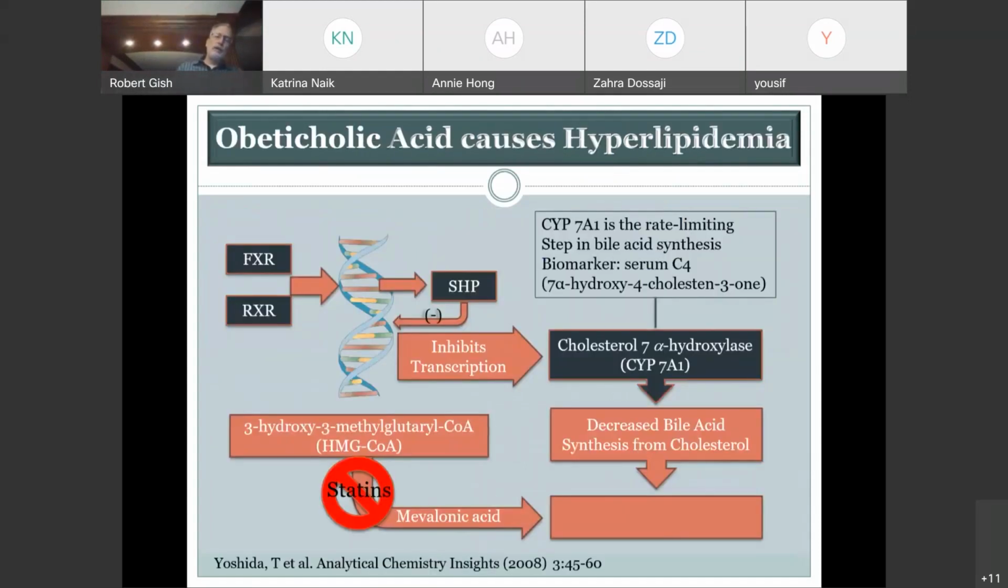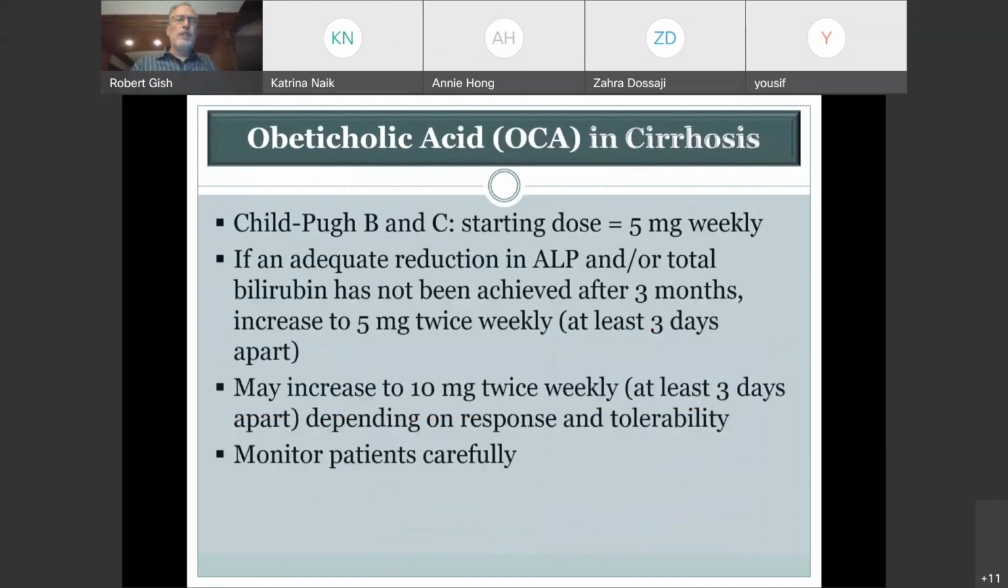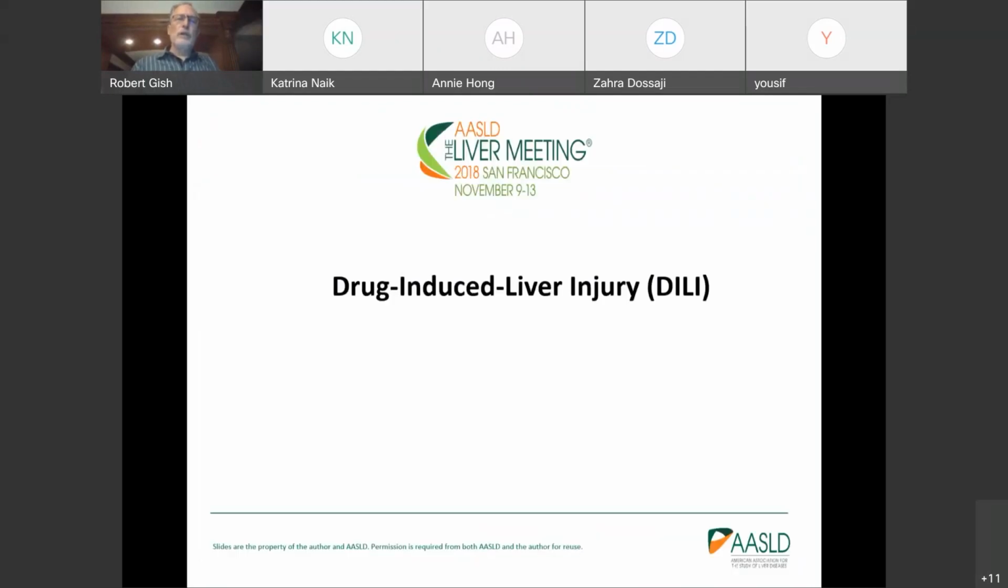Another interesting thing about obeticholic acid, this may be liver related indirectly, but it increases cholesterol, especially LDL cholesterol, and lowers HDL cholesterol. It's not really a toxic issue. We're going to skip this cirrhosis if you're not going to do it.